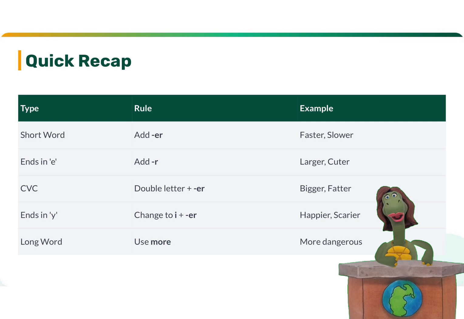Let's do a quick recap of all the rules we learned today. For a short word, the rule is to add -er, like faster and slower. If the word ends in E, you add R. For example, larger and cuter. For CVC words, you double the last letter, plus -er, such as bigger and fatter. If the word ends in Y, you change Y to I plus -er, like happier and scarier. And for a long word, you use more. For example, more dangerous.